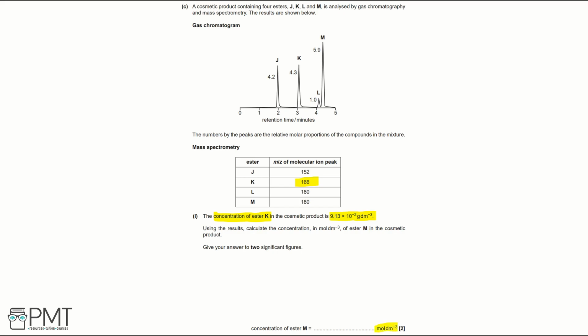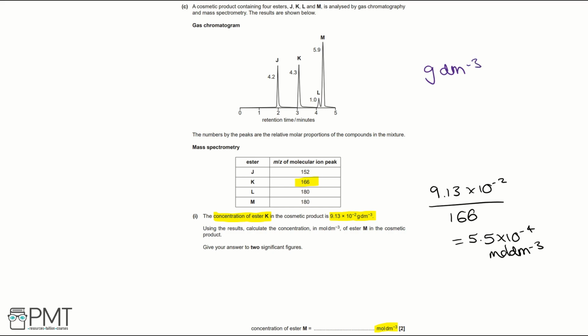But we do want it of M and not K, so this is just something to be wary of in the later bit of the question. So if we divide 9.13 times 10 to the negative 2 by 166, we get 5.5 times 10 to the negative 4 moles per decimeter cubed. And this is because if we have grams per decimeter cubed divided by grams per mole, because this is what mz is measured in, we cancel out our grams and we end up getting moles per decimeter cubed.